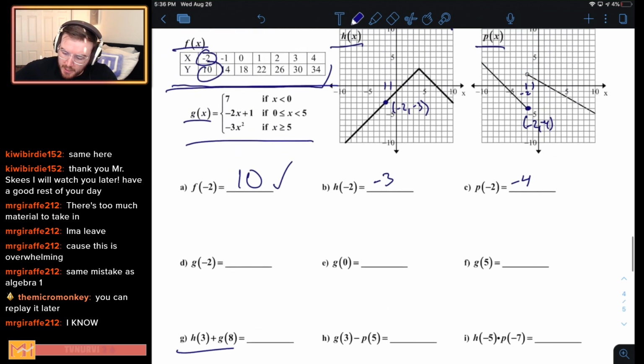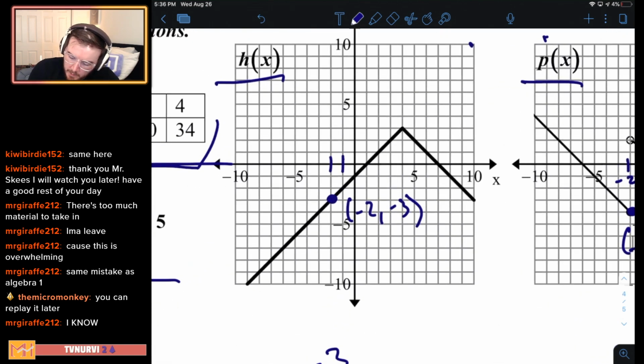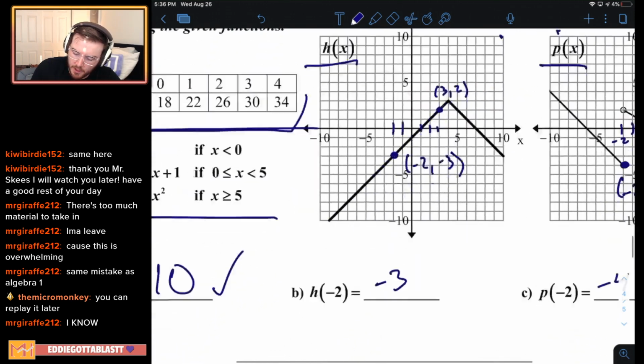So h of 3. H is this function. So what happens when we plug in 3? There's the point, 3, comma 2. So when you plug in 3, you get 2.